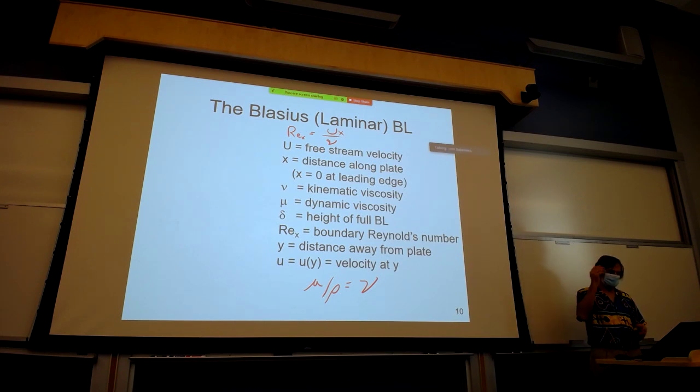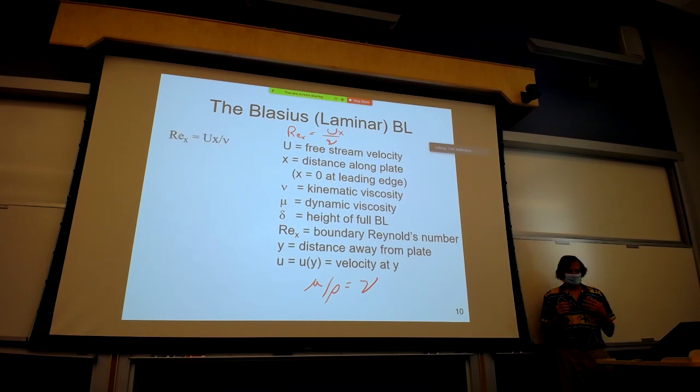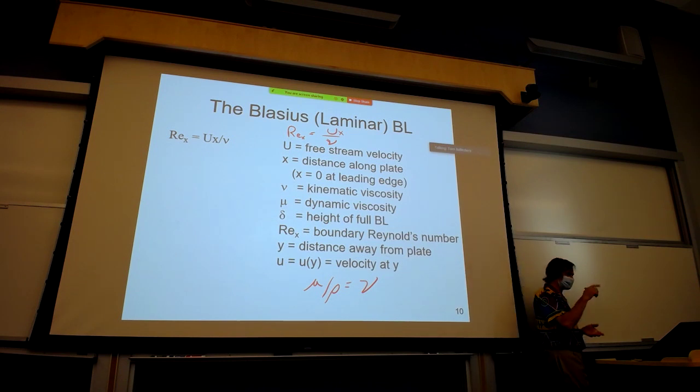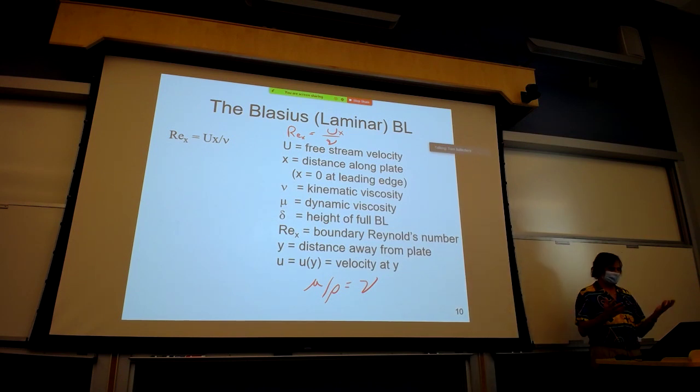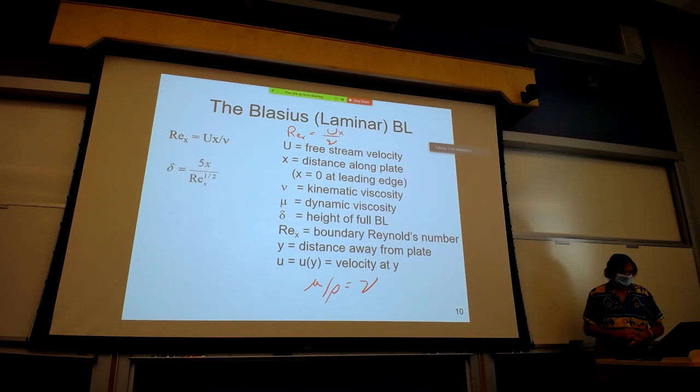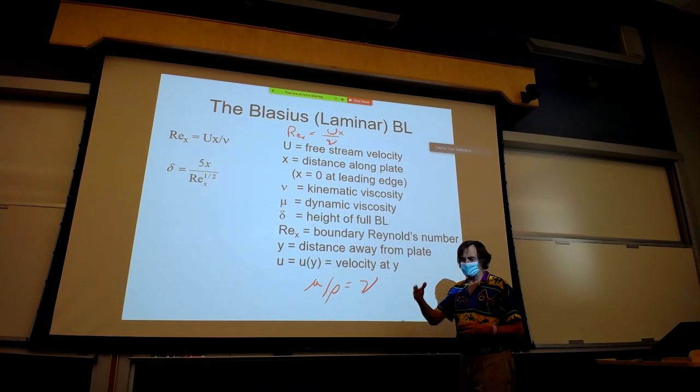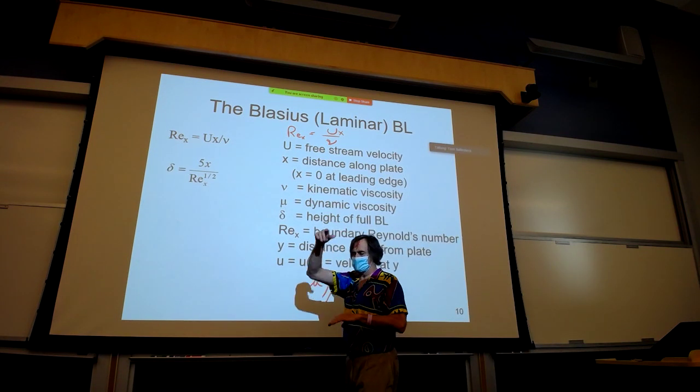Y is the distance away from the plate, and u, little lowercase u, or u of y, is the velocity at any distance away from the plate body. So these are all just definitions we're going to be using. And from what Blasius did on the vertical axis, we saw the square root of Re_x, dimensionless.